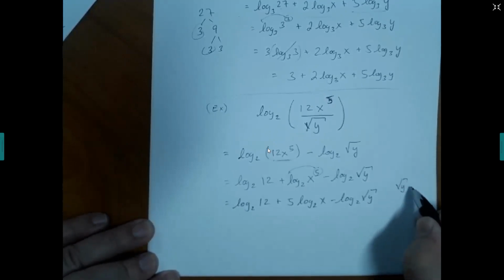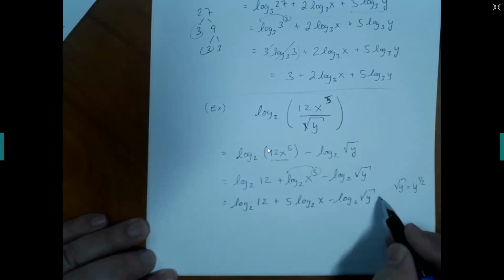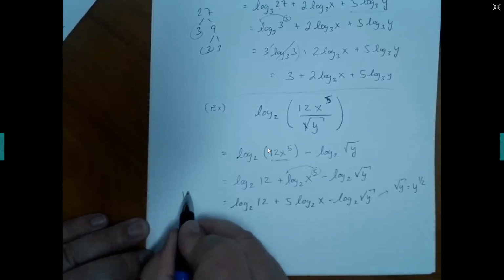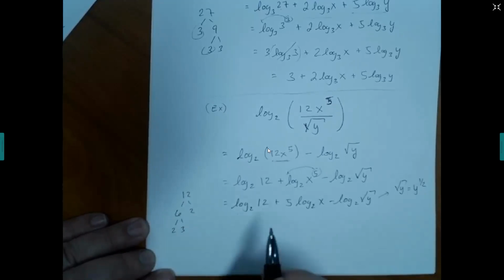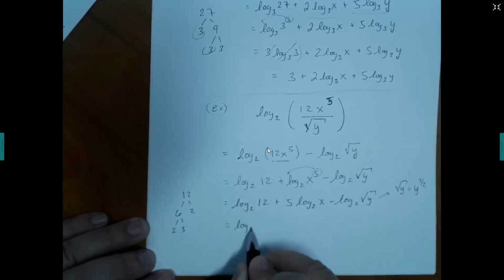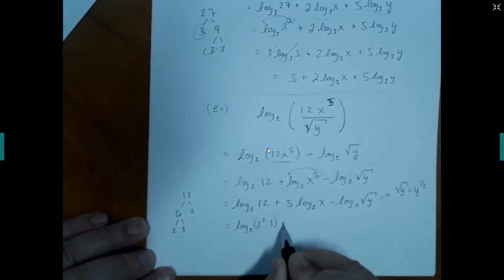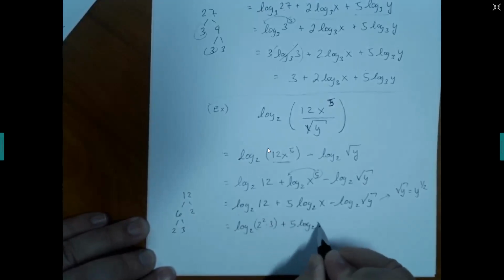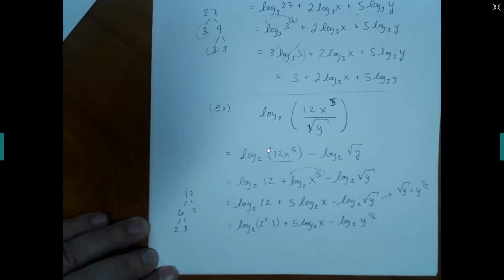The square root of y is a 1/2 exponent. Very good. So we take that one, and 12 we know is going to be made up of 6 times 2, 2 times 3. So it's made up of log base 2 of 2 squared times 3. And the last one is y to the 1/2 power.